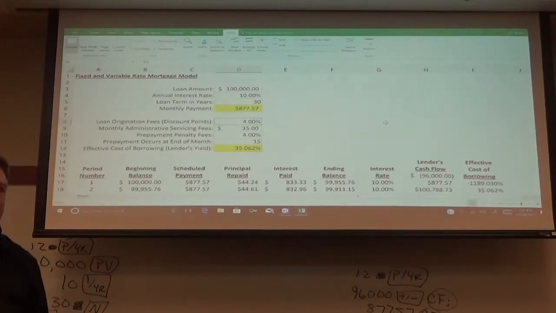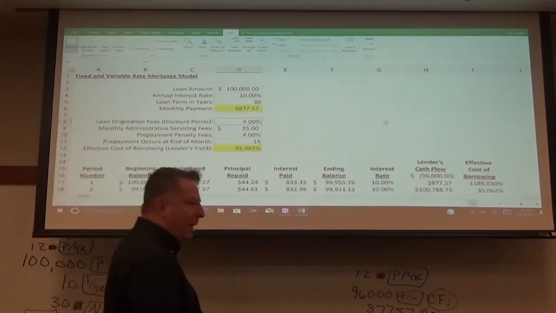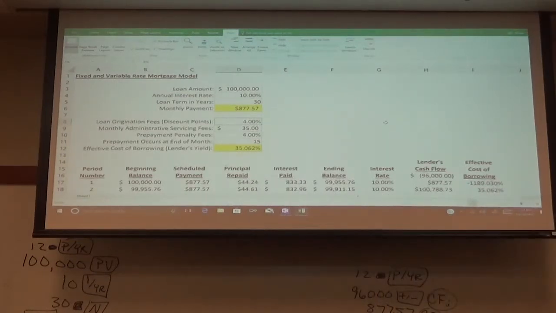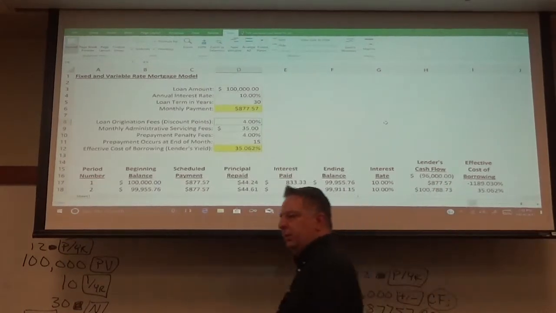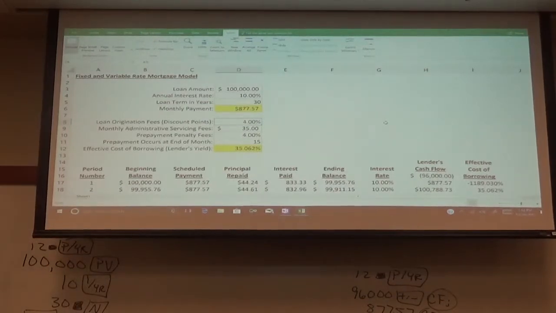Does everybody understand that? So in our case, that $35 a month is simply going to be added to whatever our monthly payment is in terms of the cash flow. Does that make sense? Yes? Okay. So, just as an example, let's take this one as a case in point. Where it was just simply the scheduled payment, now it's going to be the scheduled payment plus that $35.